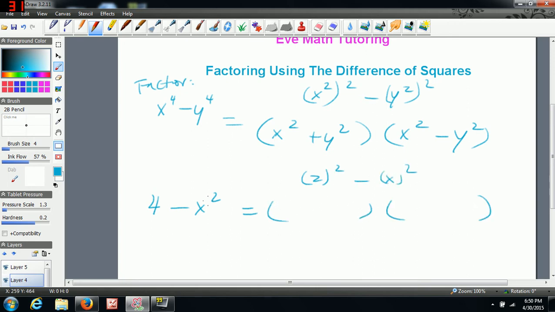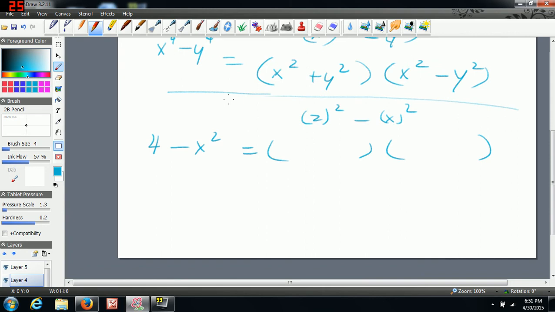This one could be written in the following way: 2 squared minus x squared. So that would be 2 plus x and then 2 minus x. Okay. So as you see, there's a whole bunch of different examples that we can do using this rule.